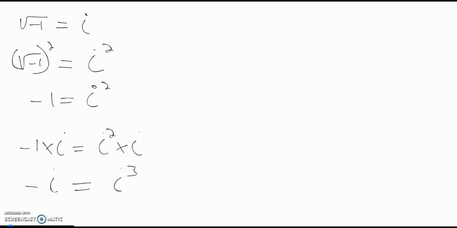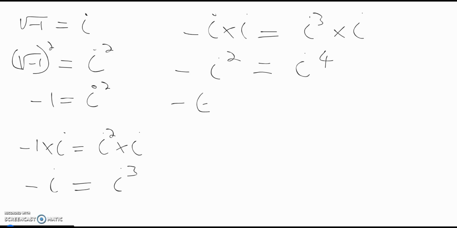All right, let's go again. What if I take the same thing and multiply both sides by i again? So I'm going to have -i times i is equal to i cubed multiplied by i. I would have -i squared equal i to the 4. Now, we know already that i squared was equal to -1. So I would have negative of -1 equal i to the 4, which means i to the 4 is equal to +1. Now, with these three things, we can find i to any power.